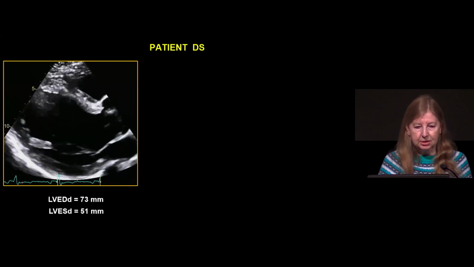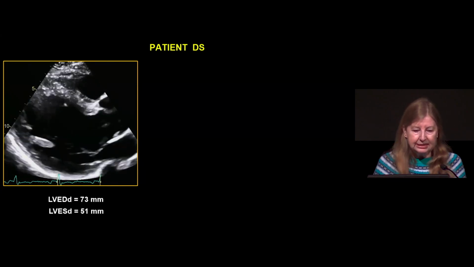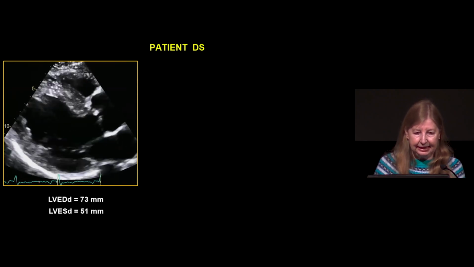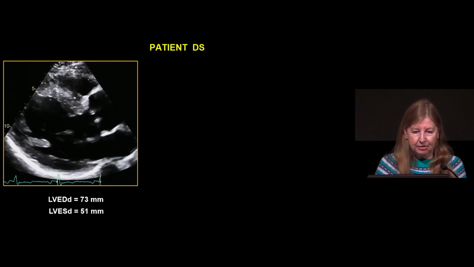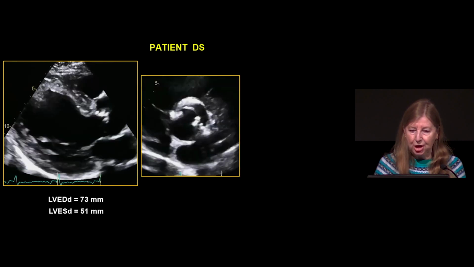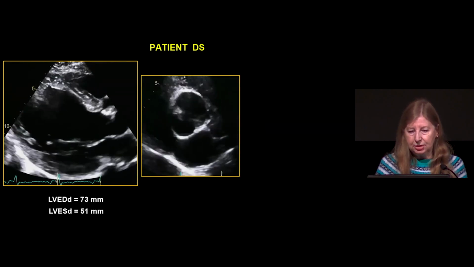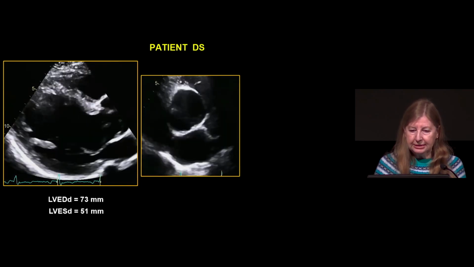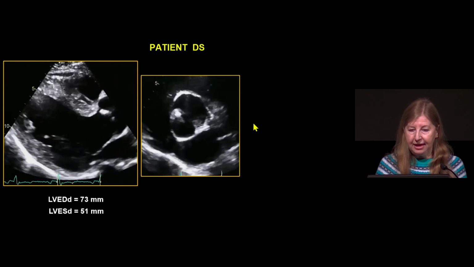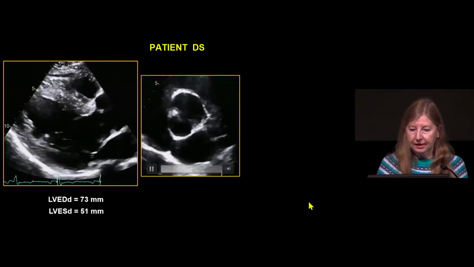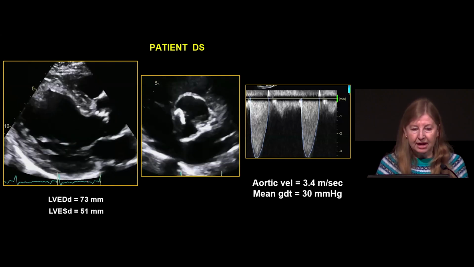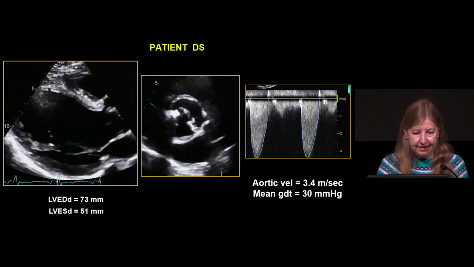As you see in this long axis format, his LV is huge, both in systole and diastole, and you can see this aortic valve that looks a bit lumpy and is doming. And in short axis, you can see that there's some fibrosis and calcification, and it's a bicuspid valve with a raphe over here at the top. And velocity 3.4, mean gradient 30 across that valve.